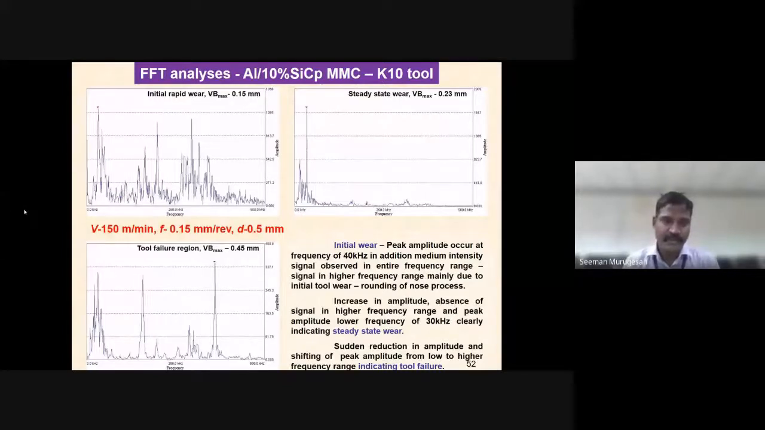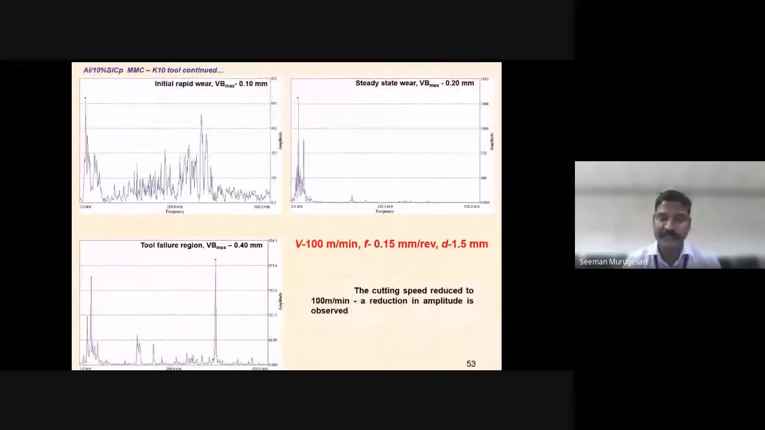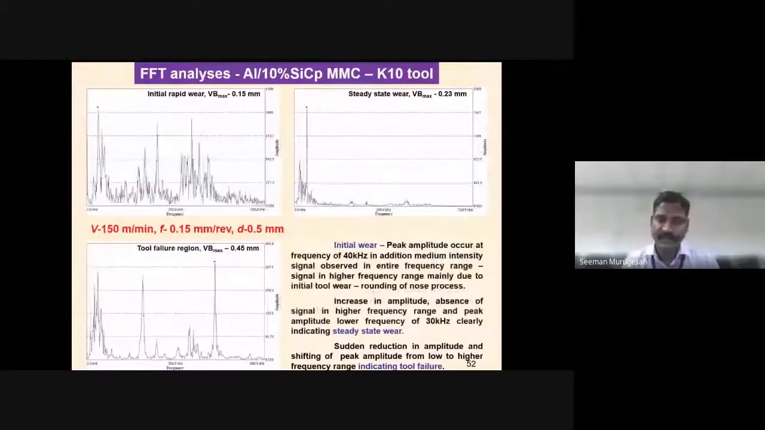You see here multiple peaks are observed. In the plastic region, a single peak amplitude is observed. Here one peak amplitude is there, along with another peak amplitude of more or less the same level. Multiple peaks are observed in the tool failure region. This FFT spectra is for the higher cutting combination.